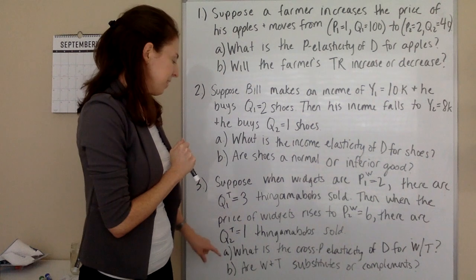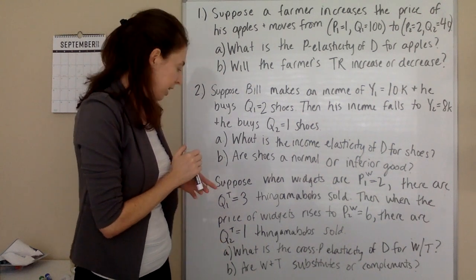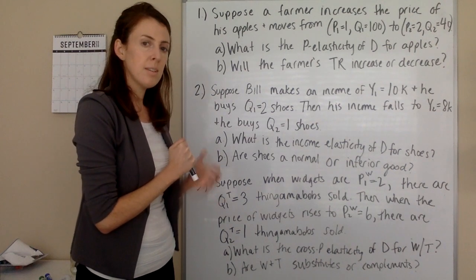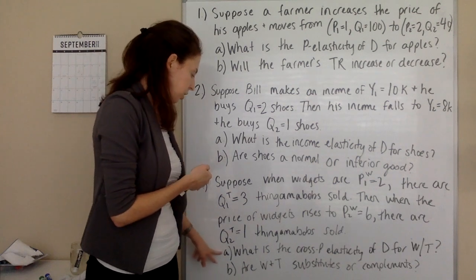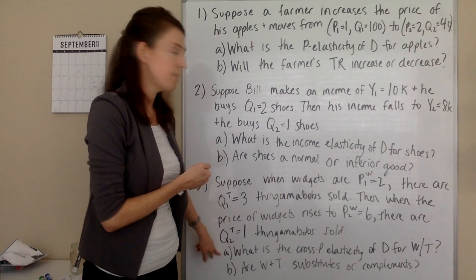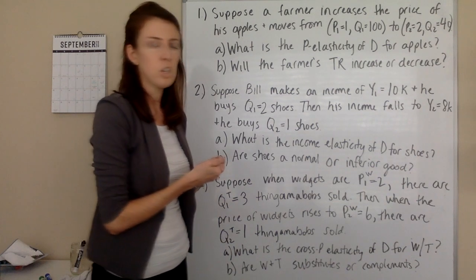Okay, once you have that number, then with that number you can answer part B, and part B is are widgets and thingamabobs substitutes for each other or are they complements for each other? So again, to answer part B, you need to look at whether you get a positive or negative number for the cross price elasticity of demand. So in total, you're going to need to turn in 6 questions.